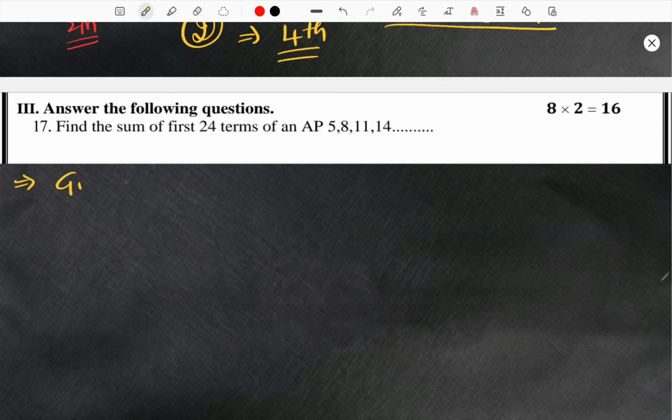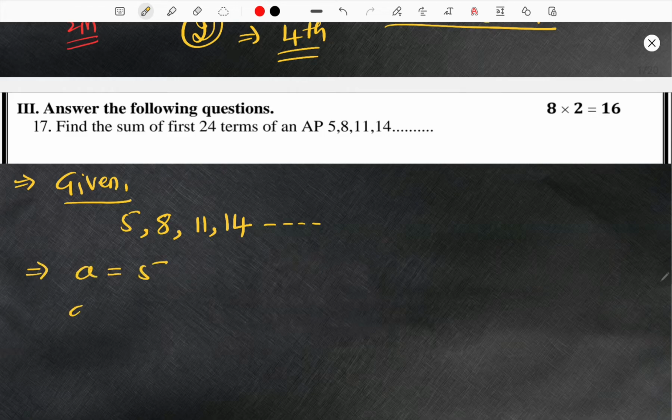Sum of 24 terms. So what is the given AP? The given AP is 5, 8, 11, 14 and so on. And what is the first term of this AP? A is 5. And what is the common difference? Common difference is 8 minus 5, that is 3. And they are asking for a sum of 24 terms. So that means n is equal to 24.